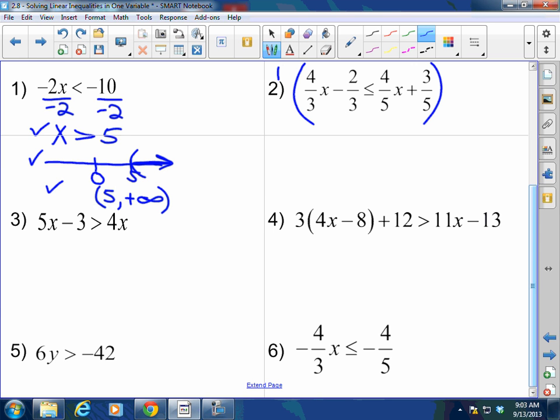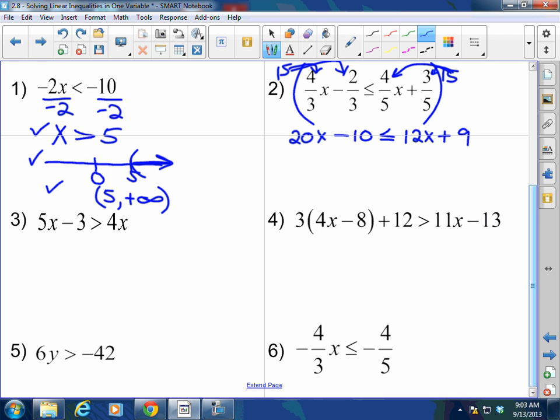Multiply the LCM to everything. So 15 times 4 is 60, divided by 3 is 20x. 15 times negative 2 is negative 30, divided by 3 is negative 10. That's less than or equal to. 15 times 4 is 60, divided by 5, that's 12x. 15 times 3 is 45, divided by 9 is plus 9.